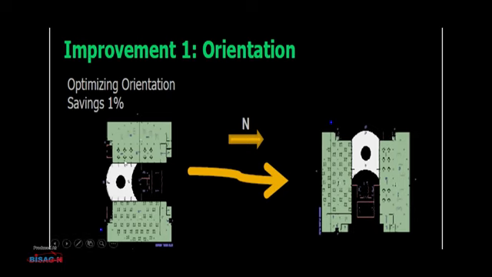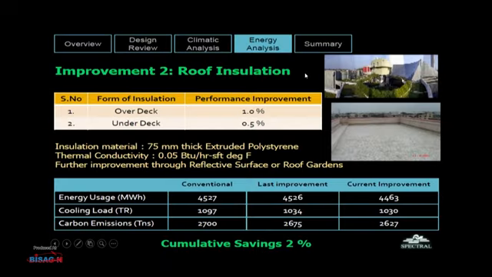So how can we achieve optimization? Just by orienting the building for maximum sunlight, we can achieve a saving in energy of 1%. This was the original orientation, we have changed it to the north-south direction, and this is the new orientation. We could achieve a saving of 1%. Second, roof insulation. Roof insulation can be overdeck or underdeck, and by this we can achieve up to 1% energy efficiency. So you can see this small table.